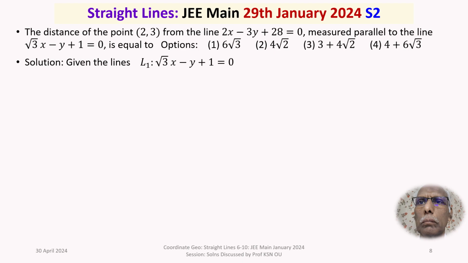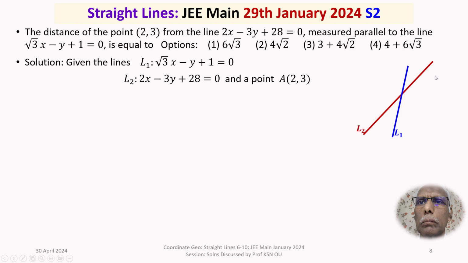We are given, let us name these equations. Given the lines L1: √3x - y + 1 = 0, and L2: 2x - 3y + 28 = 0, and the point A, let's call it (2, 3). So now we want the distance of this given point from this given line L2 measured parallel to L1. So this is L1 and this is L2, right? And A is (2, 3). Agreed. So what do we now do?